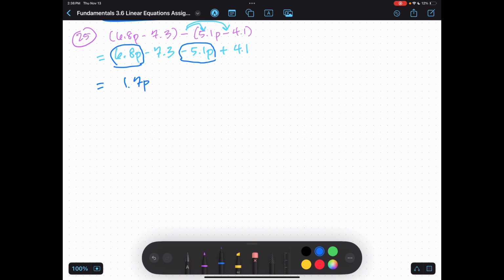And then we've got different signs. This is negative, positive. Same means sum, different means difference. Always take the sign of the big dog. So we're going to subtract, basically. 3 minus 1 is 2. 7 minus 4 is 3. Our answer is 1.7p minus 3.2. All right. Let's go on.